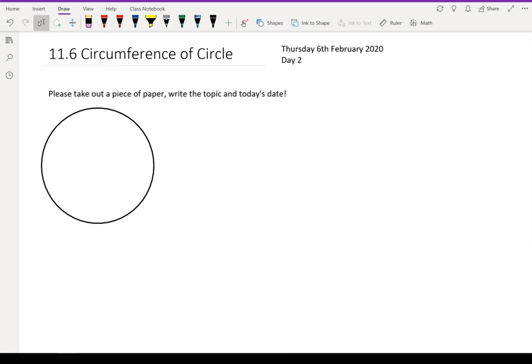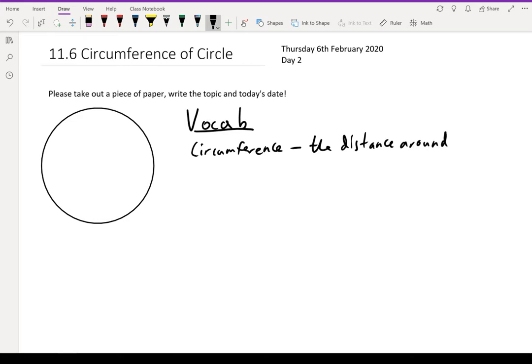Before we start going into how to find the circumference of a circle, I want to write out some vocabulary that you all need to know. Vocab. Most of you know this already, but first of all, what is the circumference? The circumference is the distance around the circle. It is the whole way around the circle.